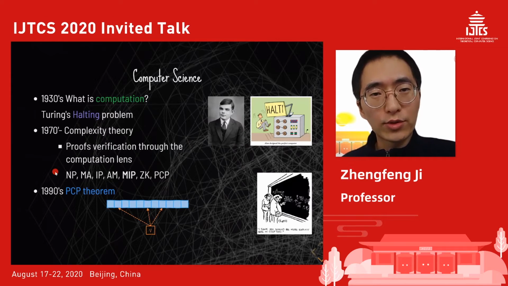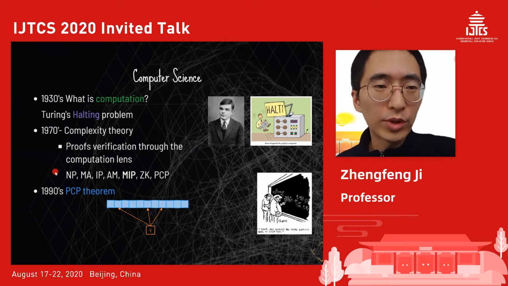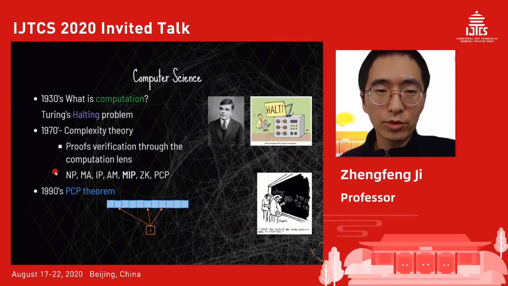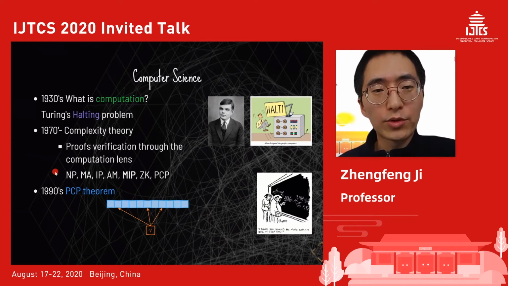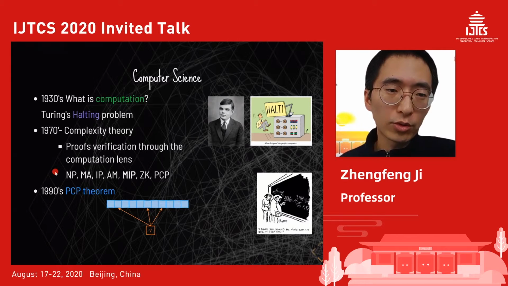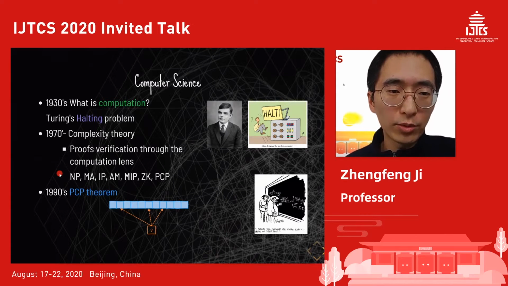So in computer science, in the 30s, Turing defined what computation is by proposing a construction called Turing machines. And he also proposed a problem, determining whether a Turing machine terminates or not, the so-called halting problem, which is undecidable.